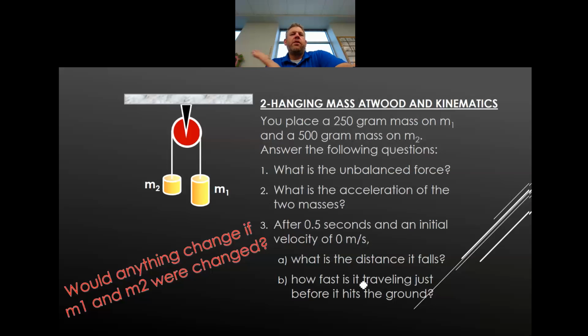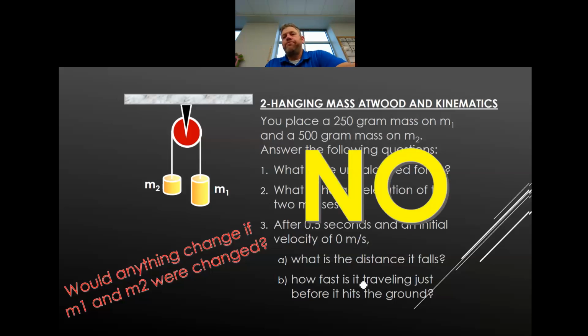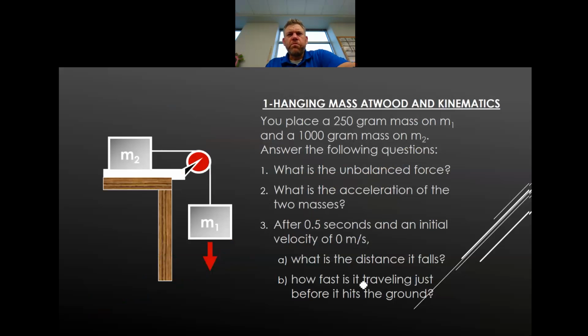Now, would anything change if M1 and M2 were switched? Meaning that if M1 and M2 were different numbers. In this case, no, it's not going to, because it just means that the other side will move down and the other side will move up. That's all. Okay?